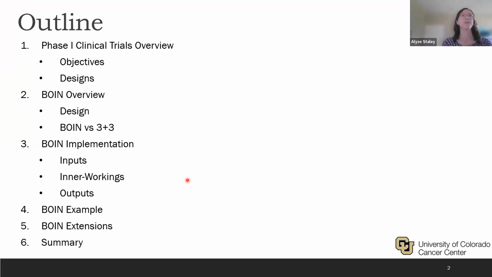Today, I'll first start by giving a general overview of phase 1 clinical trials, including their objectives and commonly used designs. I'll then delve into the BOIN design specifically, including a comparison of BOIN versus the commonly used 3+3 design. Then I'll go into BOIN in more depth, which will include the inputs, what we as biostatisticians need from investigators, how the design works, and finally the outputs, how it's implemented. From there, I'll go through an example of the BOIN design in practice. We'll briefly introduce some extensions of BOIN and end with a brief summary.